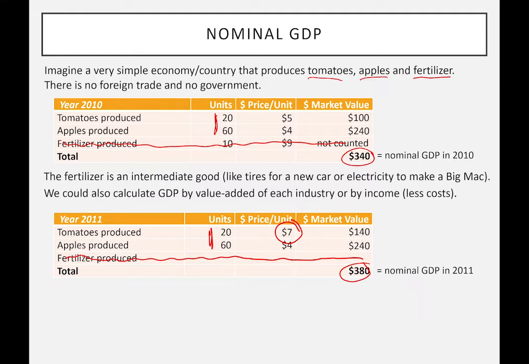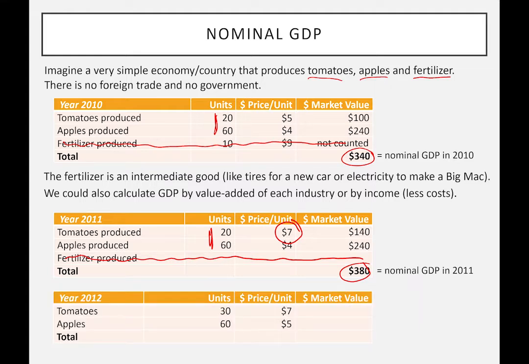Let me jump ahead to 2012 and just see another example. Okay, so we've got 2012. Notice I've excluded the fertilizer. I've got 30 kilograms of tomatoes, $7. The market value is 210.